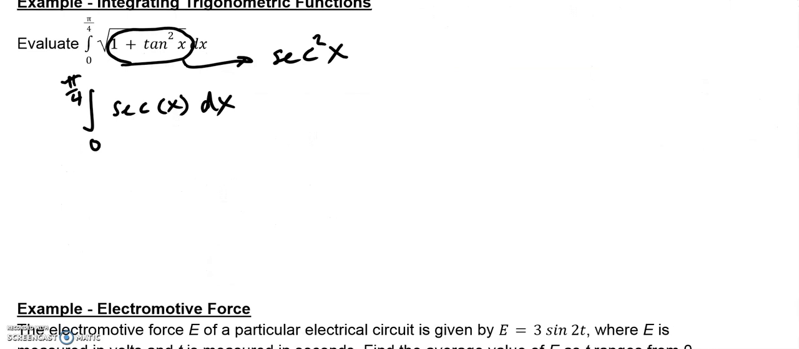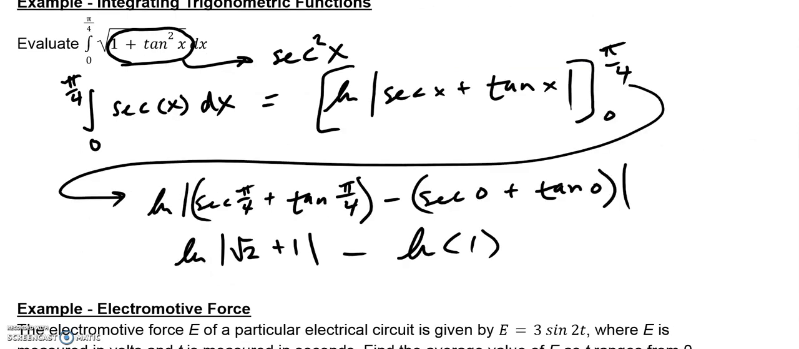This is a definite integral. You have an upper limit and a lower limit. So when we integrate, you get the natural log of secant x plus tangent x, and then you have your limits from 0 to pi over 4. Then we plug in our upper limit. So when you plug in the pi over 4, you get secant of pi over 4, which is radical 2, plus the tangent of pi over 4, which is 1, minus the secant of 0, which is just 1.